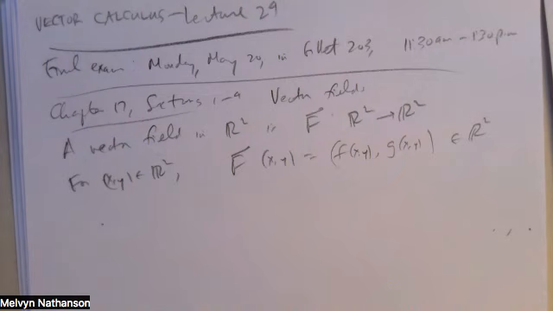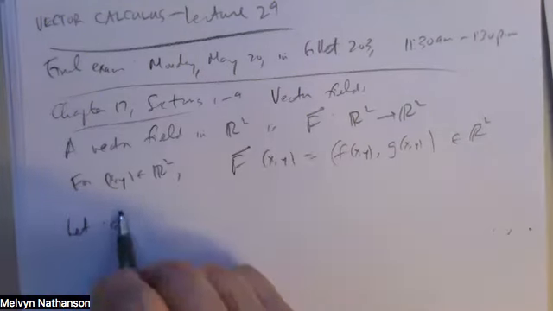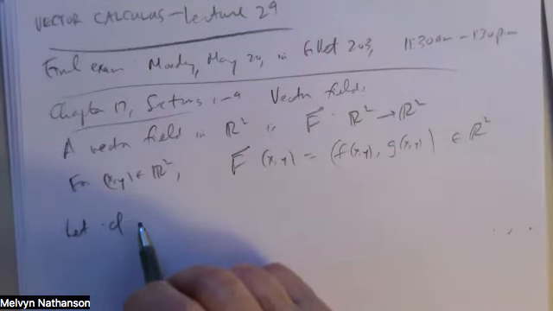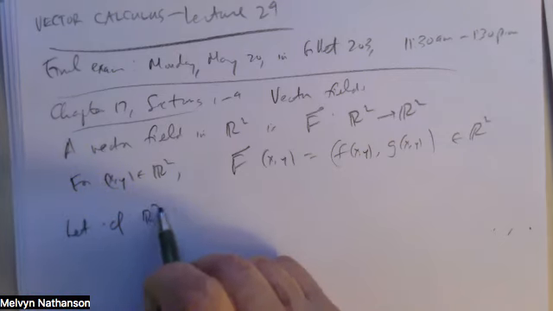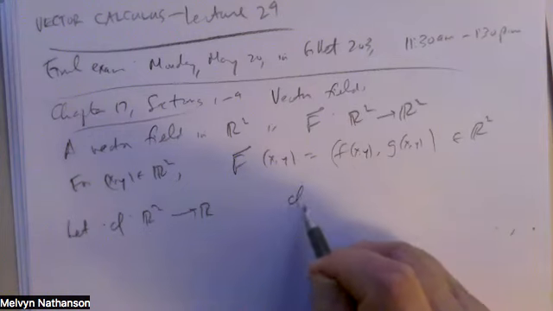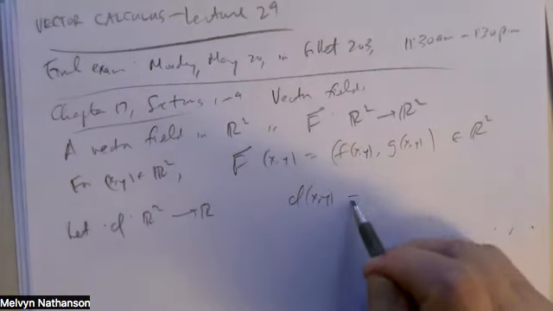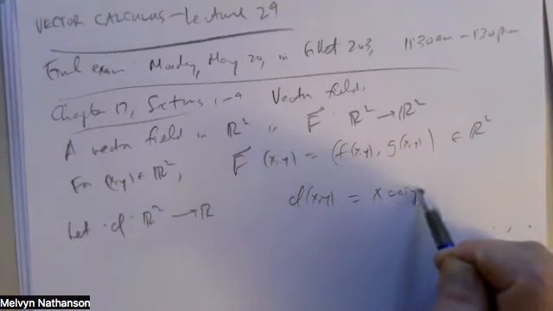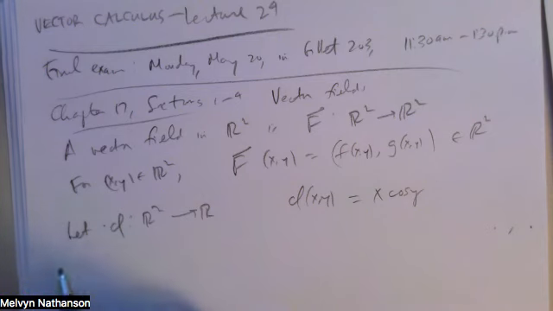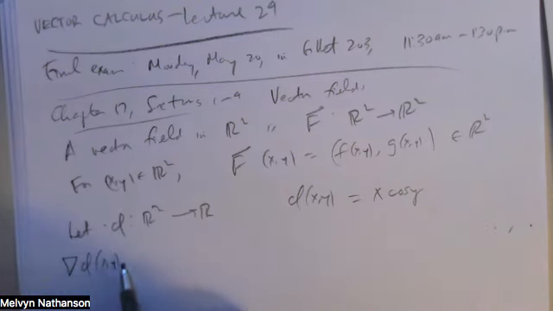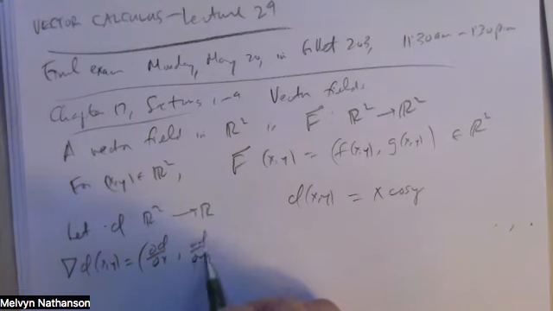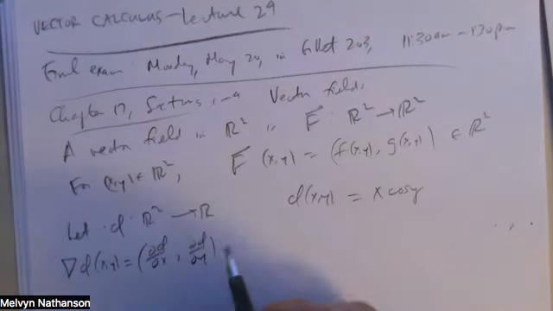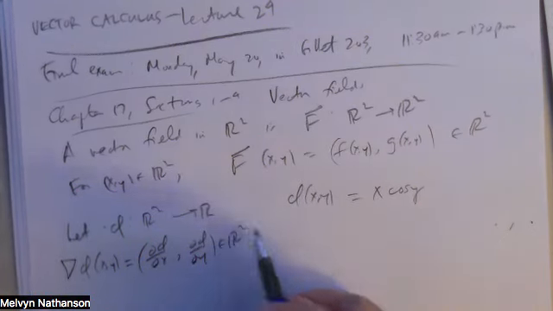And one example or one method to get a vector field is if you have a scalar field. So let phi be a function from R2 to R. For example, phi of xy might be x cosine y. And the gradient of phi of xy is a vector. It's the partial of phi with respect to x and partial of phi with respect to y. So for any xy, this is in R2.